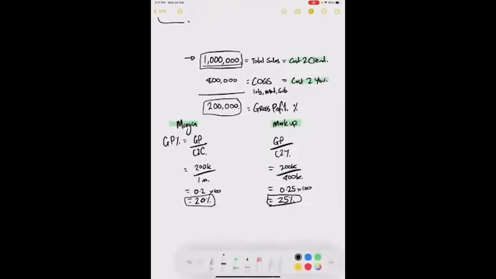All you need to do is remember this formula here. Gross profit percentage equals your gross profit figure, this one here, divided by the top figure, the total sales. Your markup is the bottom figure here, divided by the cost to you. And we want to know the top one. So hopefully that's a little bit clearer and makes a little bit of sense.